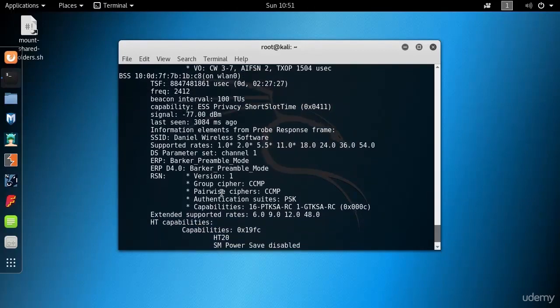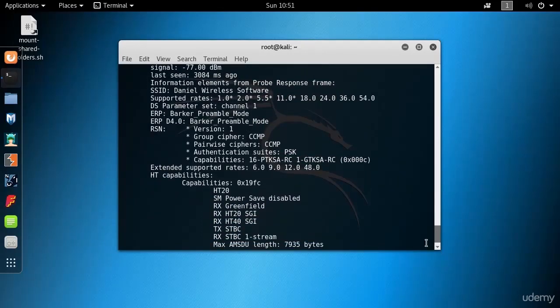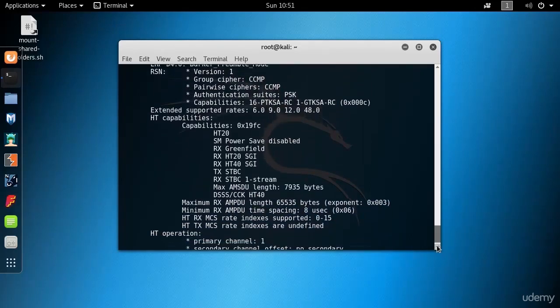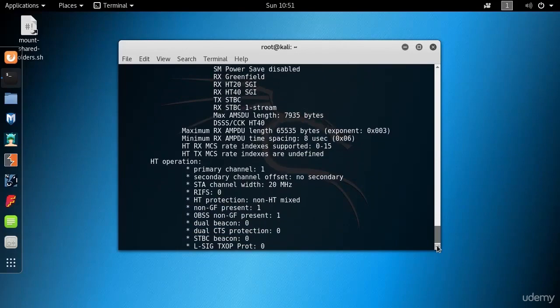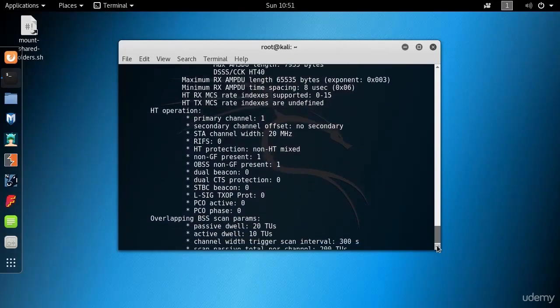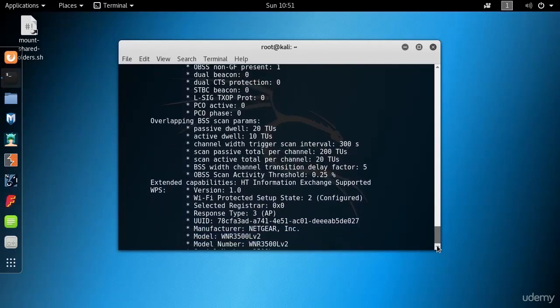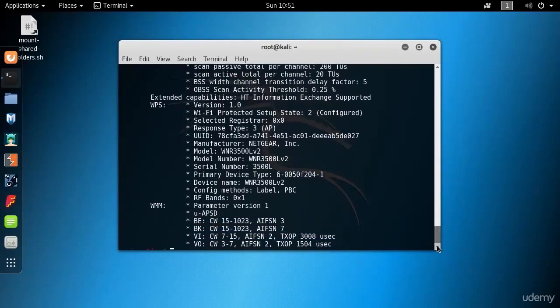What else can we see? We see vendor-specific information. We see RSN, Robust Security Network. That's a concept that was introduced with the 802.11i amendment. So including the information about ciphers that are used. And again, HT capabilities is about 802.11n, high throughput. That's what HT stands for. And we also see information about WPS. So this access point supports WPS.